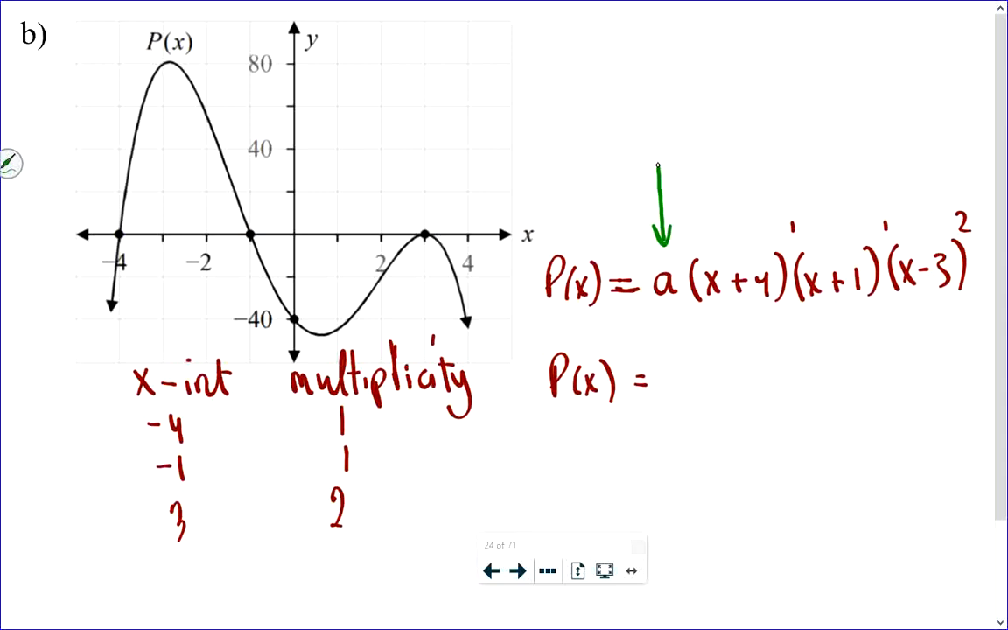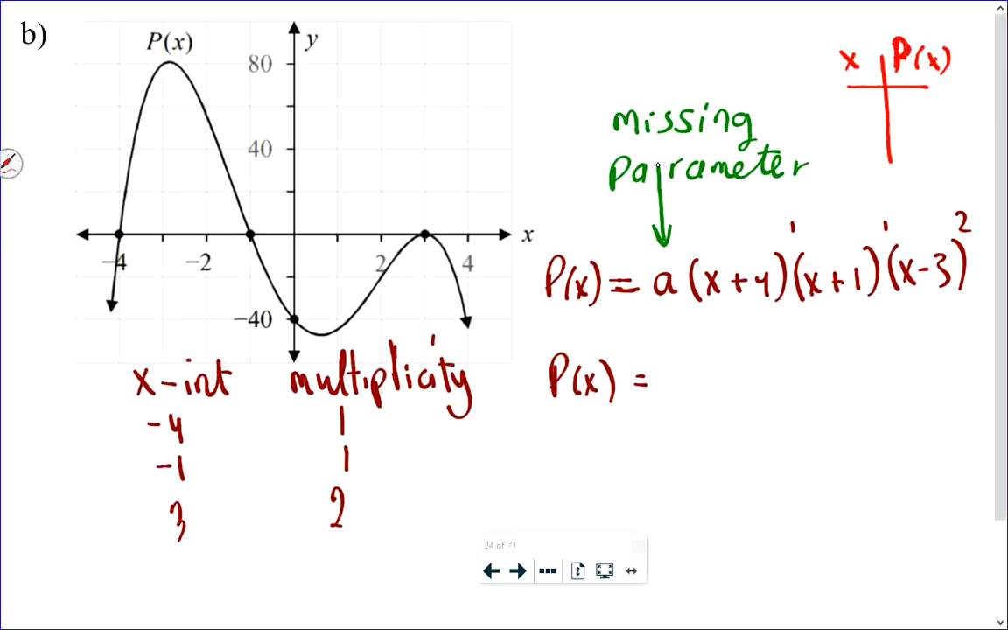It does happen to be a vertical stretch factor, but in the context of what we're trying to do, we're trying to find it. So we call it a missing parameter. Right? We've talked about this missing parameter thing before. How do you find a missing parameter? You have to put into that equation that we have something for x and y. In this case, x and p of x.